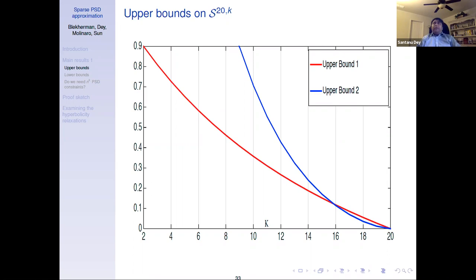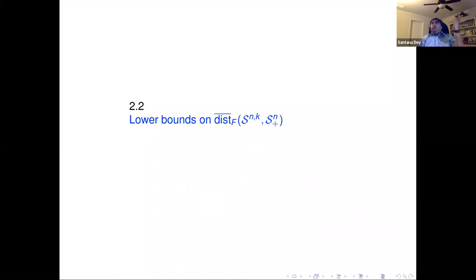But the first question is, how good are these bounds? The only way to answer the question is to actually give lower bounds on this quantity. And how would I give lower bounds on this quantity? Well, what I have to do is find matrices in SNK and compute their distances to SN plus, and that gives a lower bound on the worst case upper bound. And so that's how we do it.